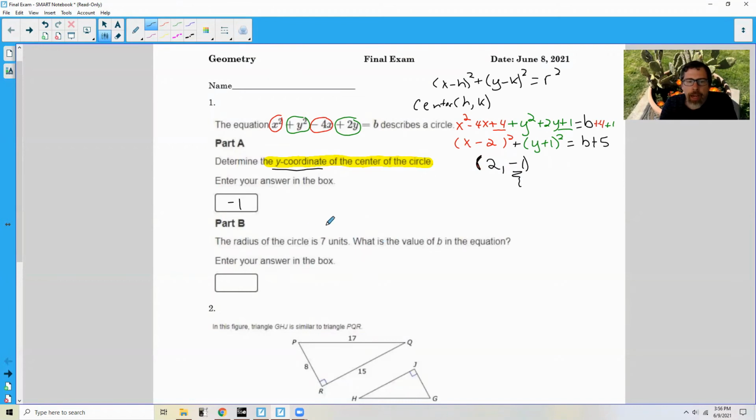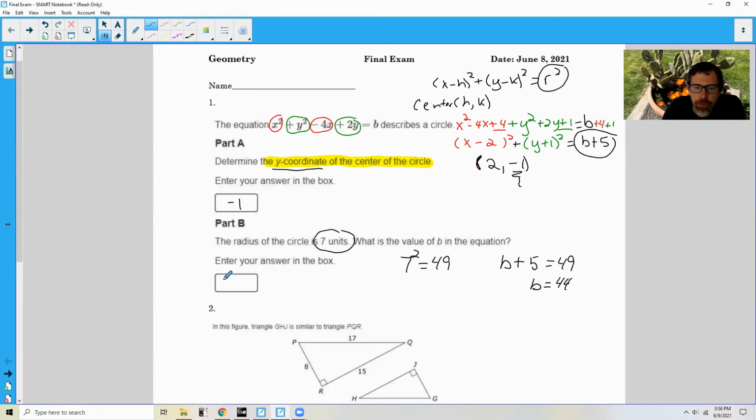Now it says the radius of the circle is 7 units. What is the value of b? Remember that the radius in the equation is squared. So 7 squared equals 49, and I want b plus 5 to equal 49. So b plus 5 equals 49. Subtract 5 from both sides, and we get our answer, b equals 44. So there is the answer to part B in number 1.